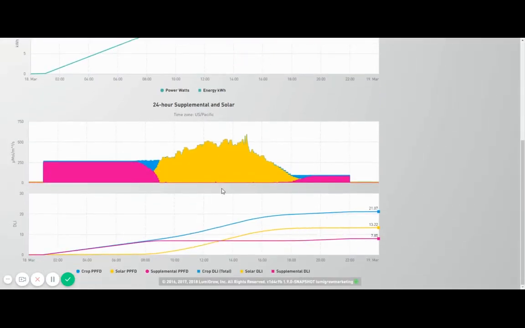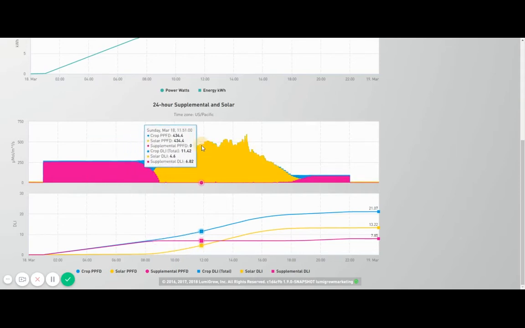Right below our power usage graph, you have our supplemental and solar lighting graph. You can toggle the keys below your graph to see specific lighting metrics. This top graph shows instantaneous light, or PPFD, at any given point throughout the day. The pink shows supplemental lighting, while the yellow shows solar. The blue is the total light that reaches the crop, which accounts for both solar and supplemental PPFD. You can hover over any point in time to understand the exact lighting measurements at your crop.